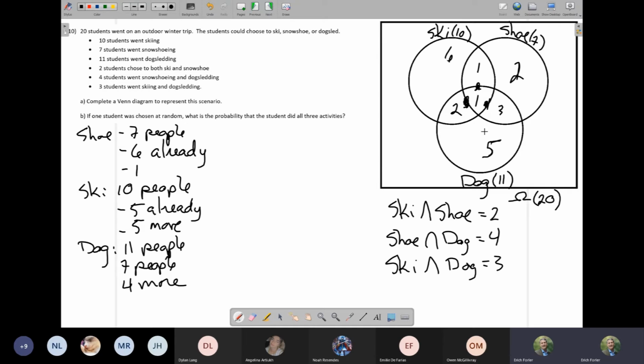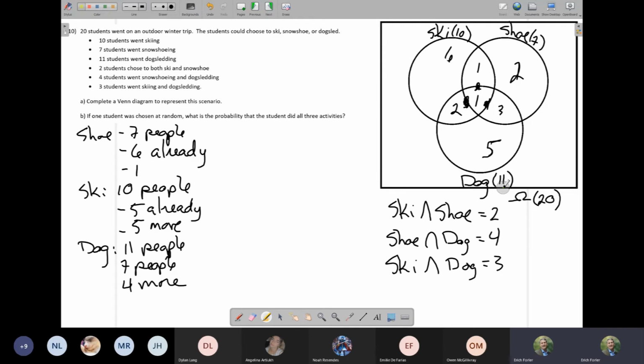So remember, the final step is to always go back and double check to make sure that you've got the total that you need. So we've got 6, 7, 8, and 2 is 10. That's the right amount. 1, 2, 4, 3 is 7. 2, 1, 3, and 5 is 11.